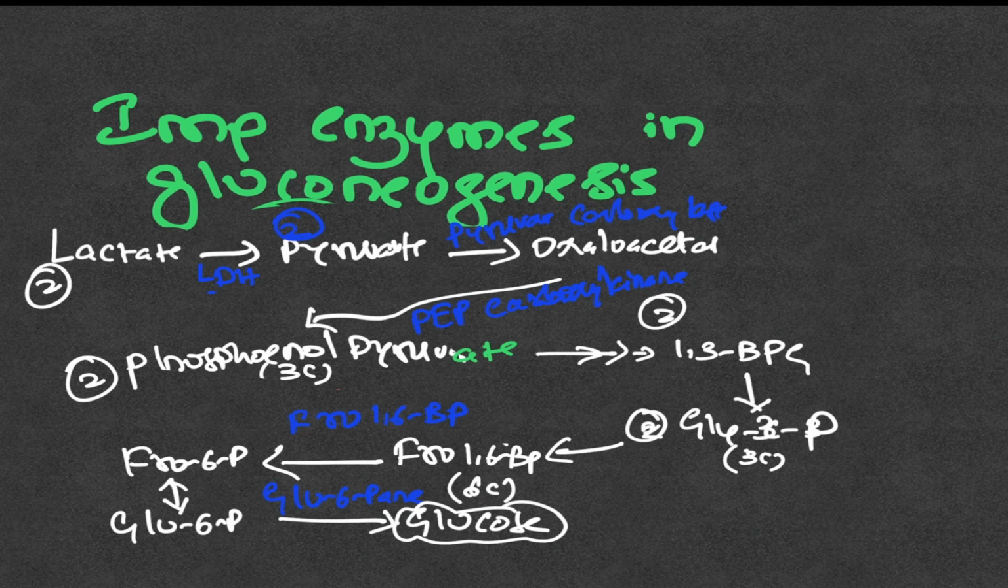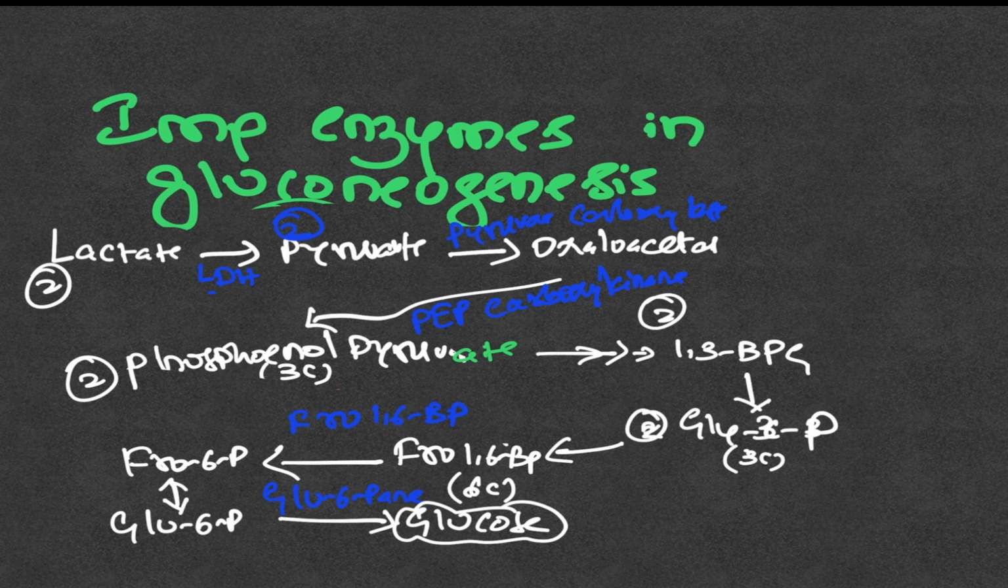After that, pyruvate is converted to oxaloacetate by pyruvate carboxylase, and oxaloacetate into phosphoenol pyruvate by phosphoenol pyruvate carboxykinase, and then we need fructose 1,6-bisphosphatase, glucose 6-phosphatase. So, to convert 2 lactate into 1 glucose, you need 4 important gluconeogenic enzymes, that is pyruvate carboxylase, phosphoenol pyruvate carboxykinase, fructose 1,6-bisphosphatase, glucose 6-phosphatase. Of course, you need lactate dehydrogenase in the very first conversion of lactate into pyruvate. Okay. So, that is how lactate is converted to glucose.